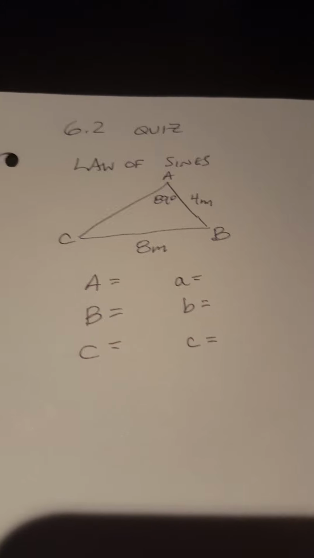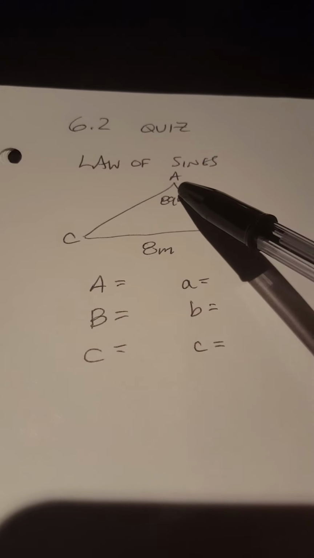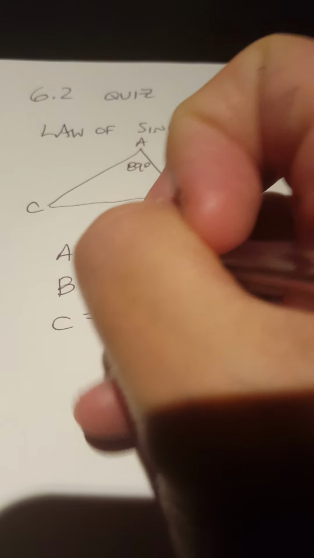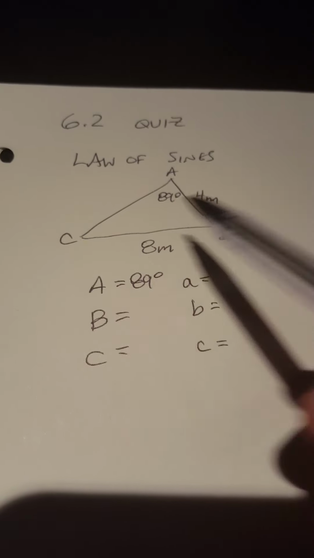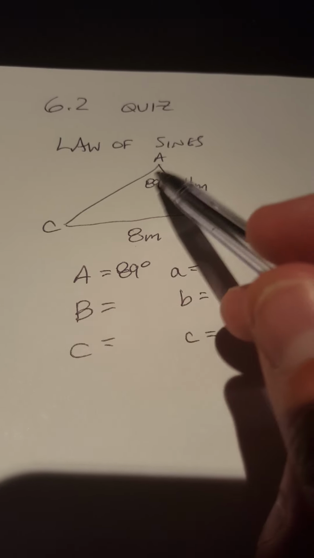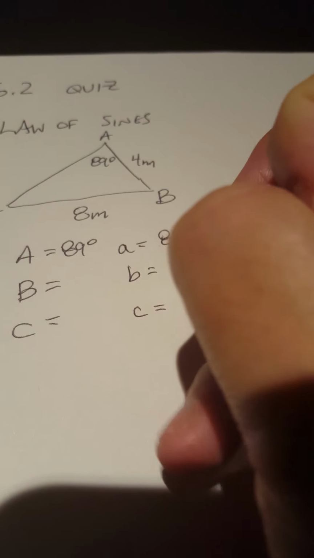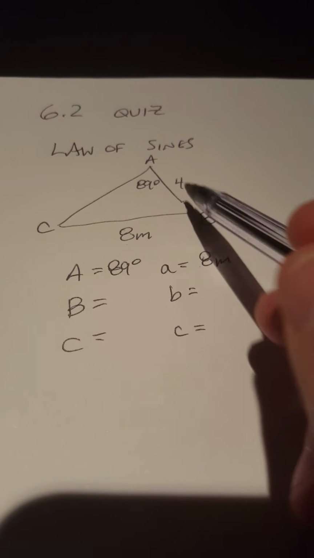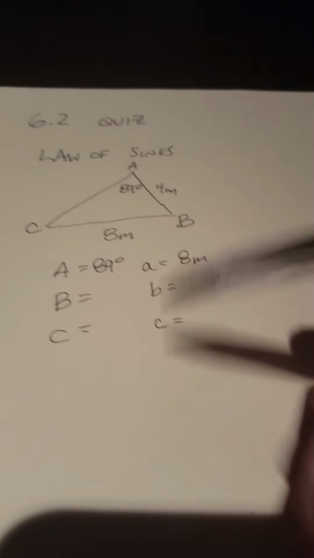This is number 1 from the quiz that you have. So let's write down the information that we do have. We have angle A, which is 89 degrees. We don't have angle B, and we don't have angle C. We do have side A. I know that because this is the side that's directly in front of angle A. So your little a here is 8 meters. And right here we have this side, which is directly across from angle C. So that means that little c is 4 meters.